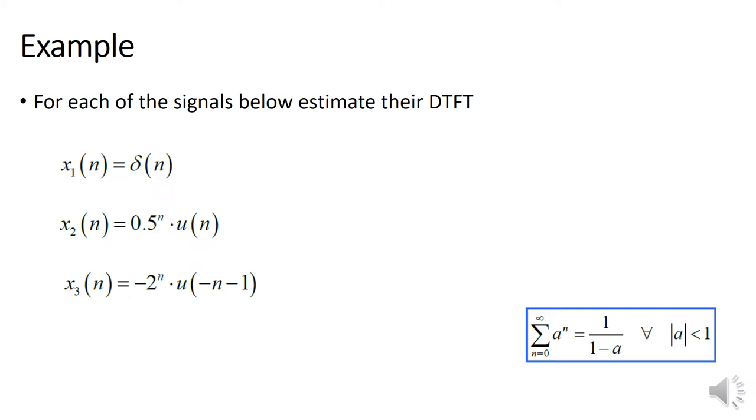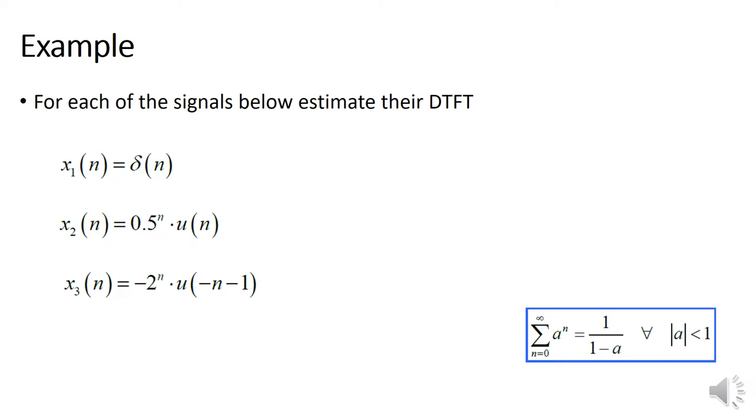So we will see how to do these three examples, right? But first of all, we have to remember one property or one equation for series. That is highlighted below: the sum from n equals 0 to infinity of a to the power n is equal to 1 over 1 minus a, right? But the most important thing is the magnitude of a should be less than 1. So if the magnitude of a is less than 1, we can write the sum from n equals 0 to infinity of a^n as 1 over 1 minus a.